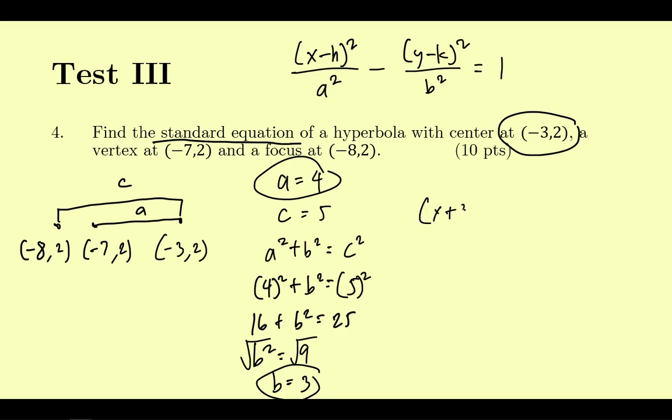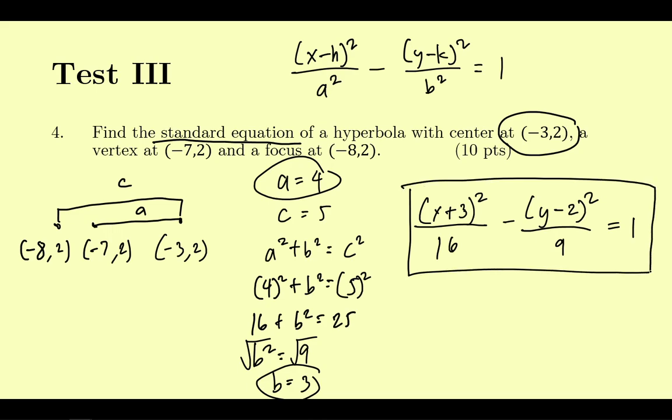X plus 3 squared all over 4 squared or 16. Diretso natin siya. 4 squared is 16. Minus, take note na minus kasi hyperbola yan. Y minus 2 squared over, what's the value of b squared? B is 3, so b squared is equal to 9, is equal to 1. And you don't even need to graph this one. Ito na yung sagot mo. Instant 10 points, yung pinaka-last item ng first quiz nyo.